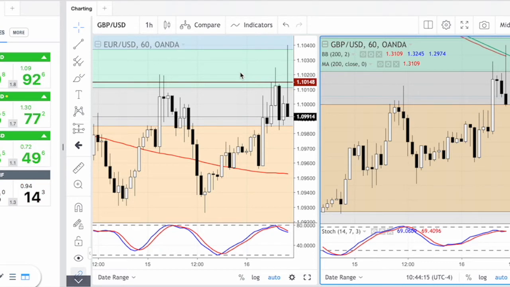I'm going to be selling the euro again. It's just a pity we got this false break above the resistance line with this big spike. It looks big on this chart, but it's not actually that big.